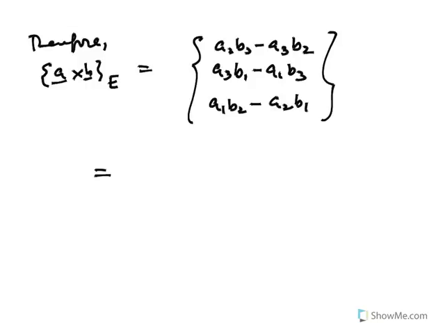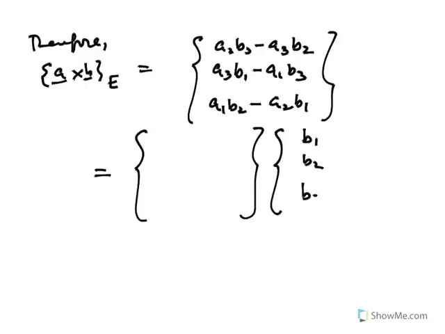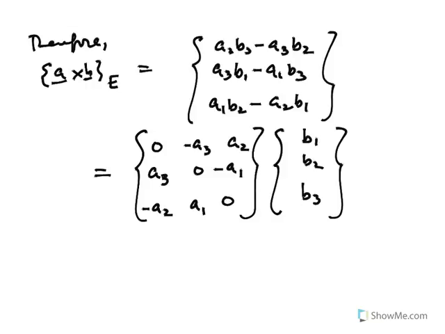which can be written as the following matrix times B1, B2, B3. So the first row, I'm multiplying B3 by A2, I'm multiplying B2 by minus A3, and I'm multiplying B1 by nothing. In the second row, I'm multiplying B1 by A3, B2 by nothing, and then minus A1 by B3. And then in the third row, I'm multiplying A1 by B2 and minus A2 by B1 and 0. So that actually gives the result that we were looking for.